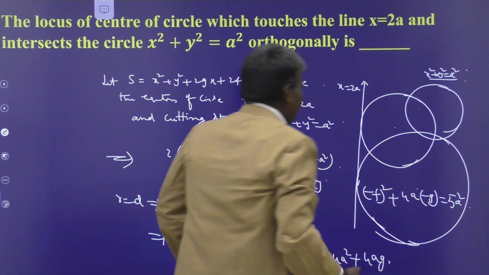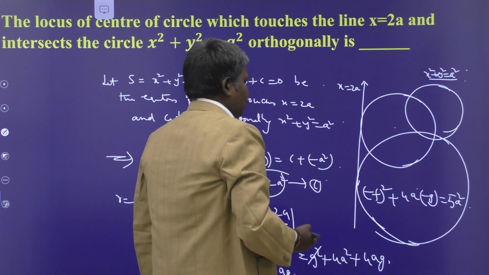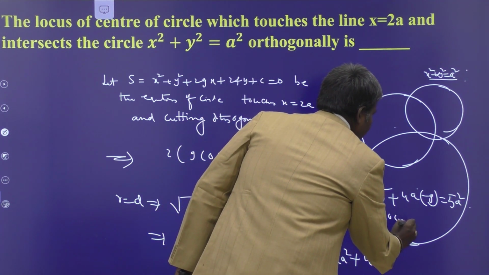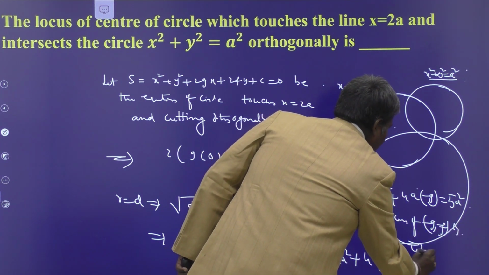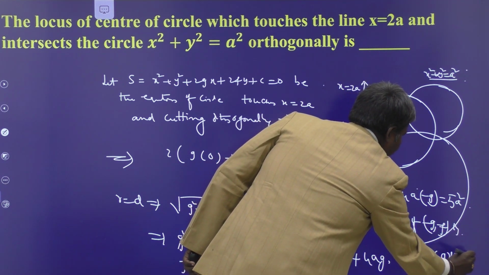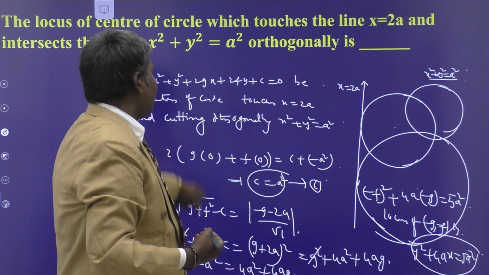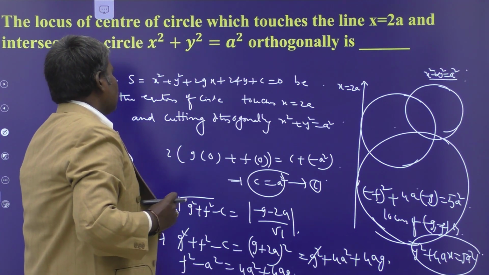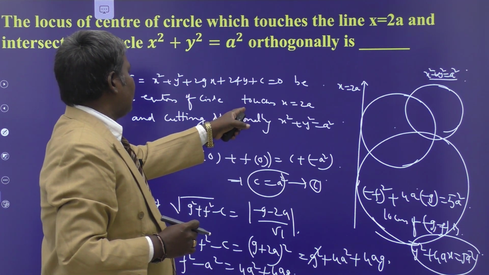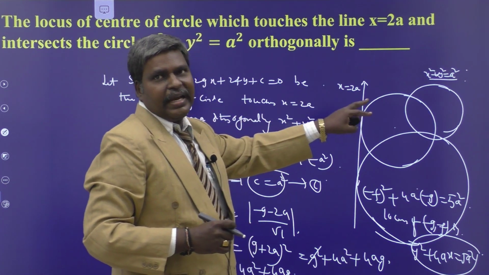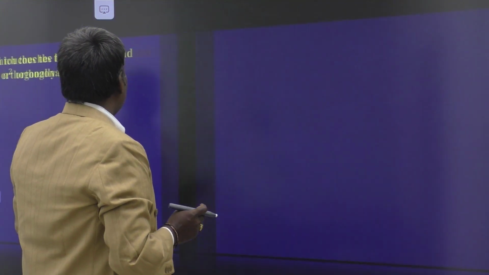Why am I writing in this manner? We are going to write the locus of minus g comma minus f, because the center of the circle is, for S equal to 0, minus g comma minus f. The locus of minus g comma minus f is y square plus 4ax equal to 5a square. So y square plus 4ax equal to 5a square is the required equation of the locus. Understand? So what are the two conditions here? We are applying r equal to d as the first condition, and the second one is cutting orthogonally. By taking the two conditions itself, we can crack this one. And see one more problem here.